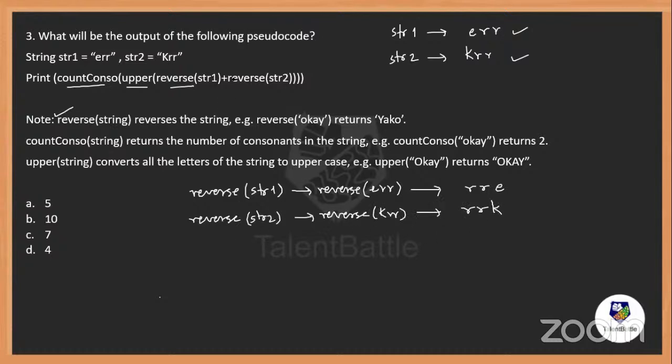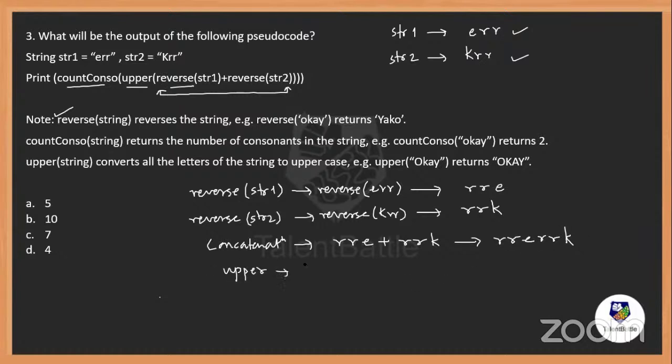Then we have to concatenate these two, right? You can see here the concatenation symbol. So the output of this entire bracket, that we have to first consider. So concatenation will generate the result RRE plus RRK, and that will be RRERRK. Then we have the upper functionality applied to this. The upper function will convert all to uppercase. So RRE, then RRK.